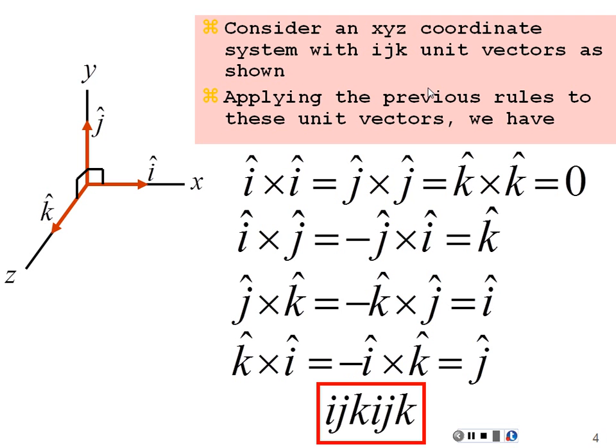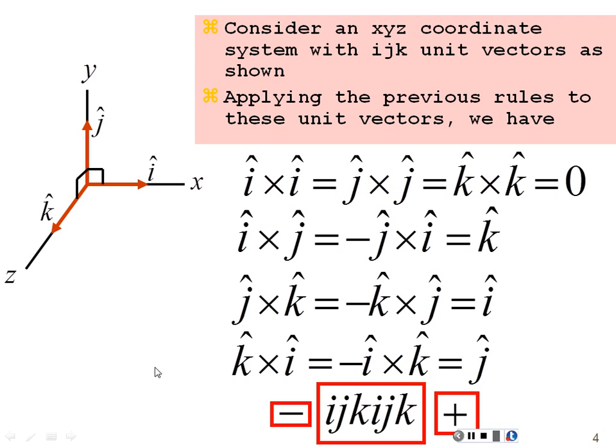If it's hard to keep these straight, here's a mnemonic memory device to help you. IJK, IJK. If I use this device to the right, in other words, if I go i cross j, I end up with positive k, or k cross i, I end up with positive j. Anything going to the right on this mnemonic device is going to give me a positive next vector.